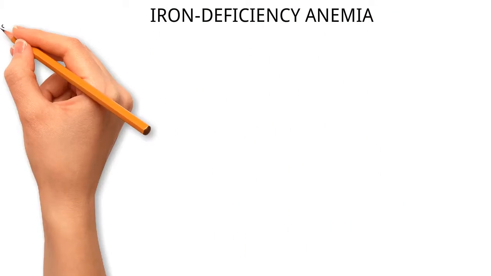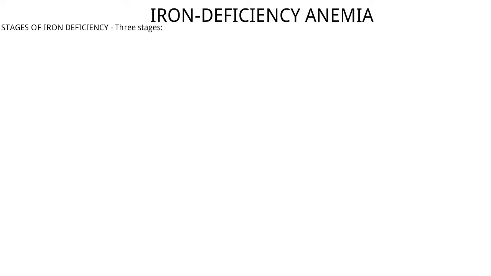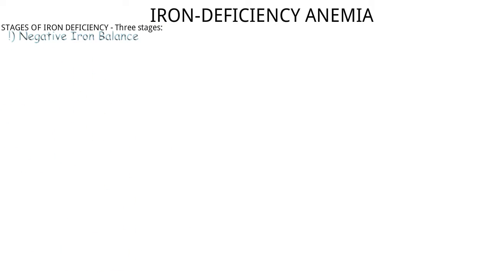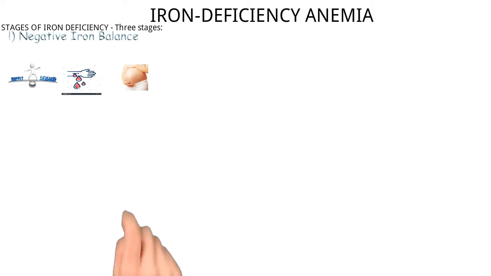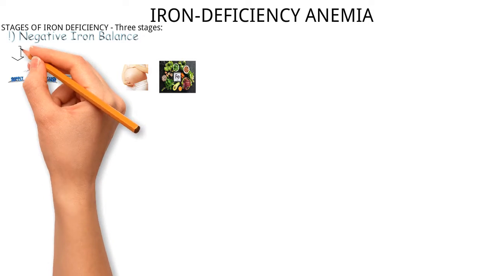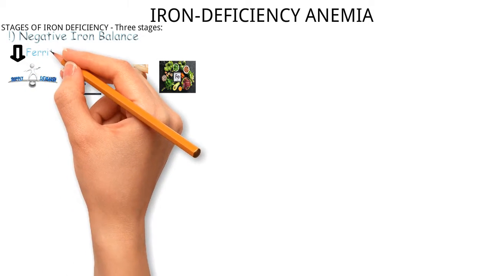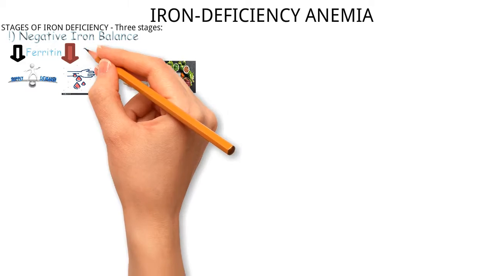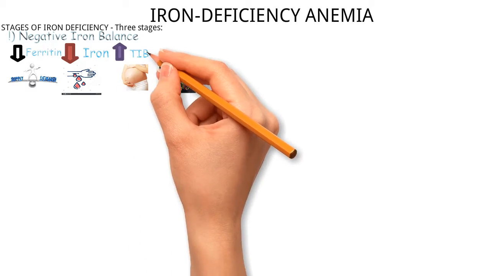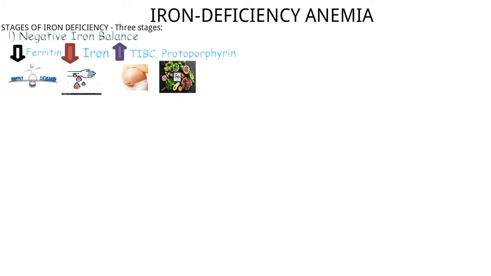Iron deficiency anemia. Stages of iron deficiency anemia. There are three stages. The first is negative iron balance, in which the demands for iron exceed the body's ability to absorb iron from the diet, which results from blood loss, pregnancy, rapid growth spurts in adolescents, or inadequate dietary intake of iron. We can mainly see decreased ferritin, normal iron, TIBC is also normal, RBC and protoporphyrin are increased in the case of iron deficiency anemia in the stage of negative iron balance.